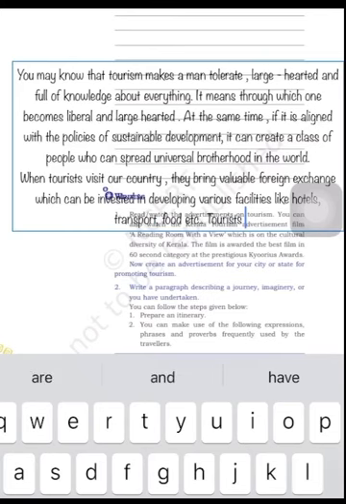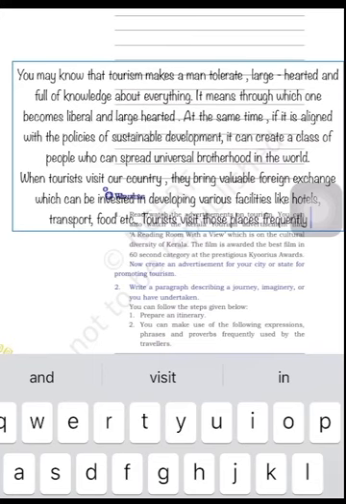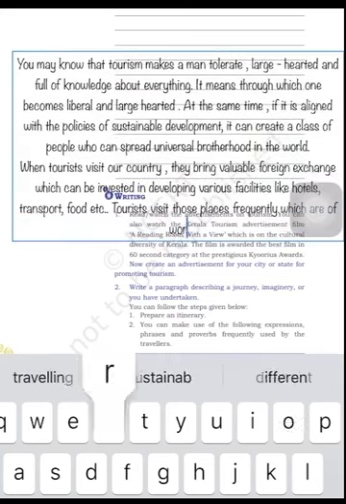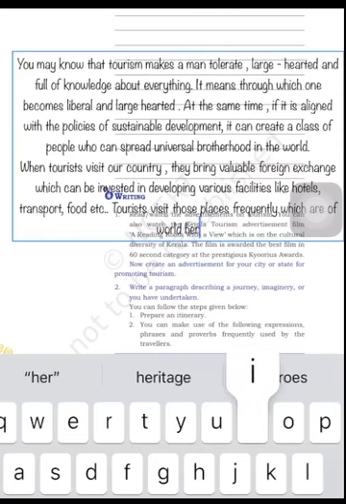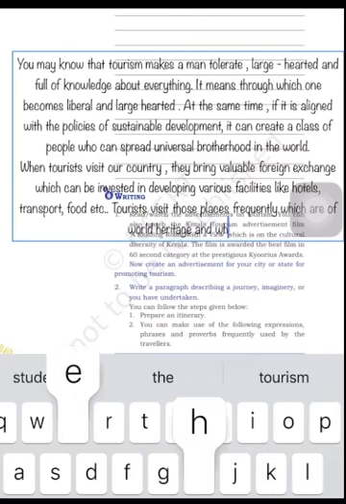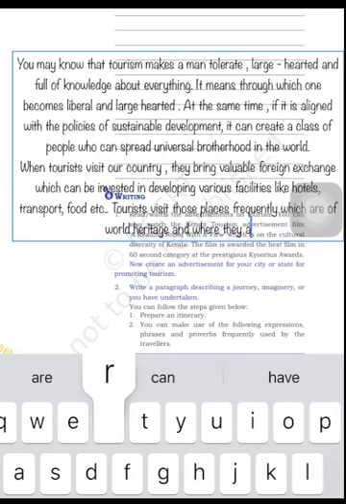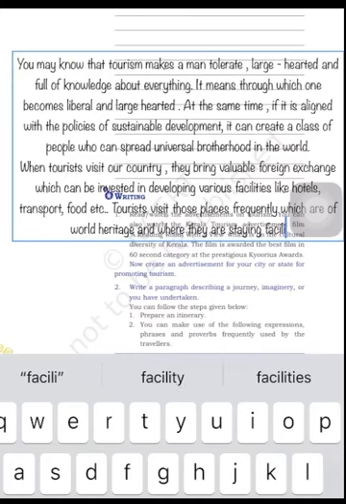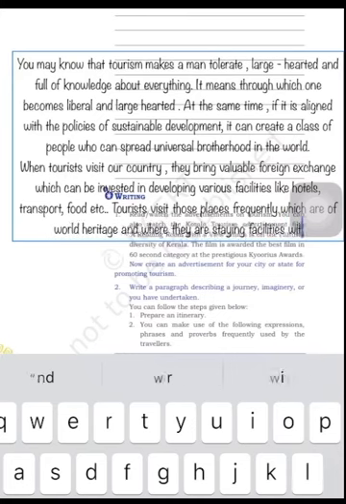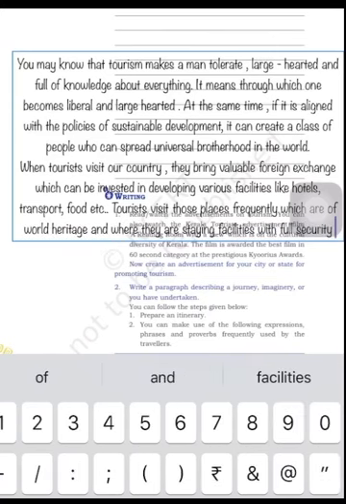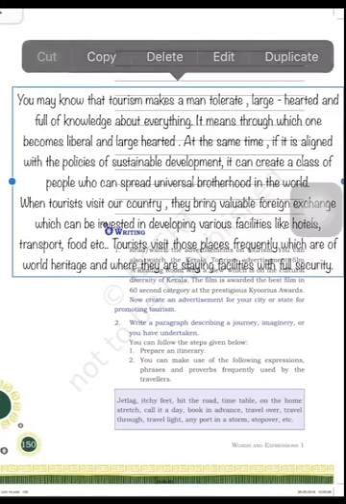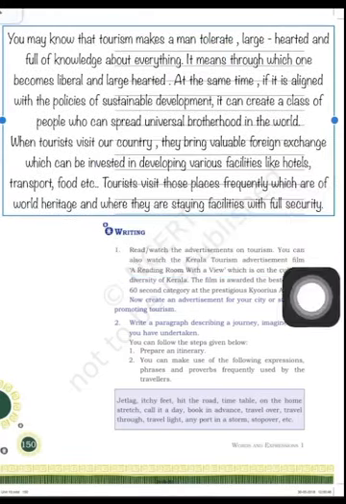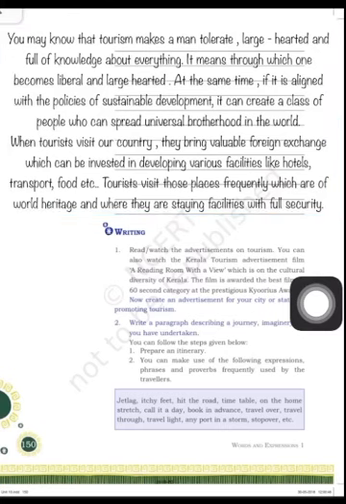Tourists visit those places frequently which are of World Heritage and where they are staying, facilities with full security. And few lines are left. I'm gonna write them here.